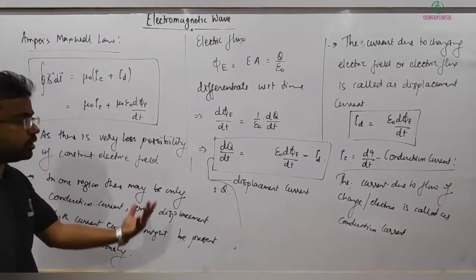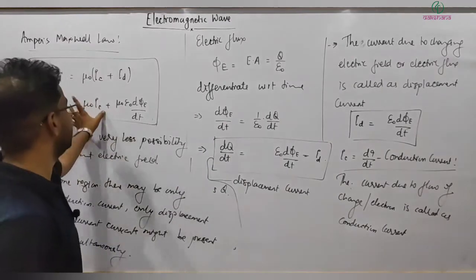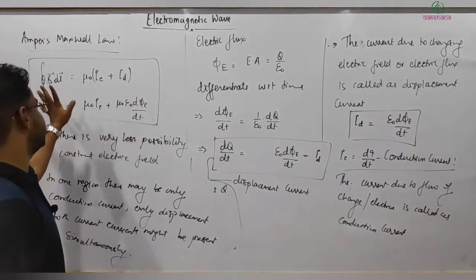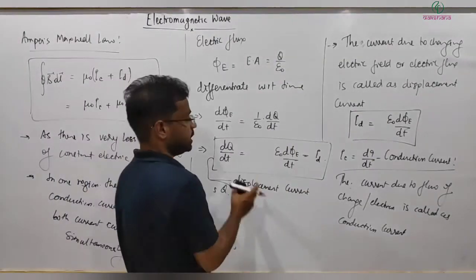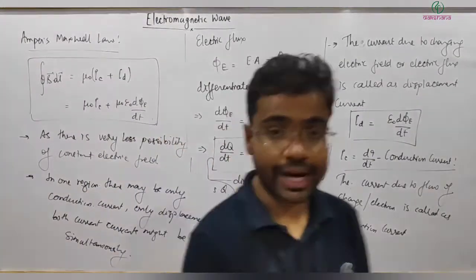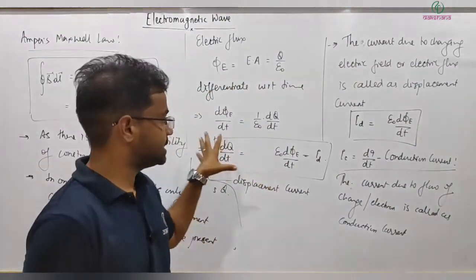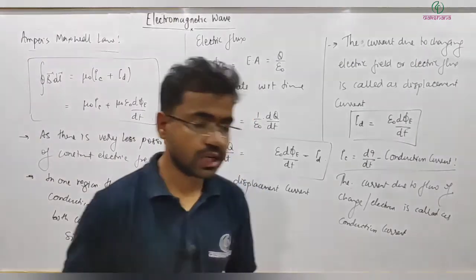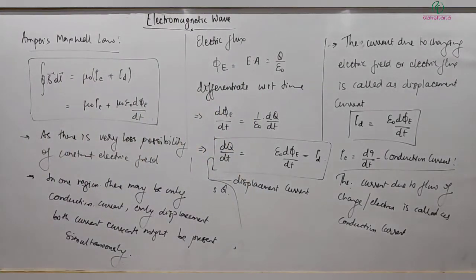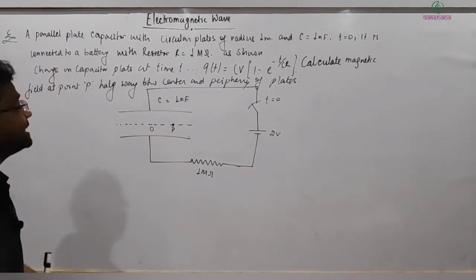So depending on whatever is present, we need to consider that part, and cumulatively if we consider all these effects, then there will be no problem in Ampere's law, and we just call this the modified Ampere's law, or Ampere-Maxwell law. I hope by this time you are clear with the concept of displacement current. Okay, let's see one application based on displacement current.